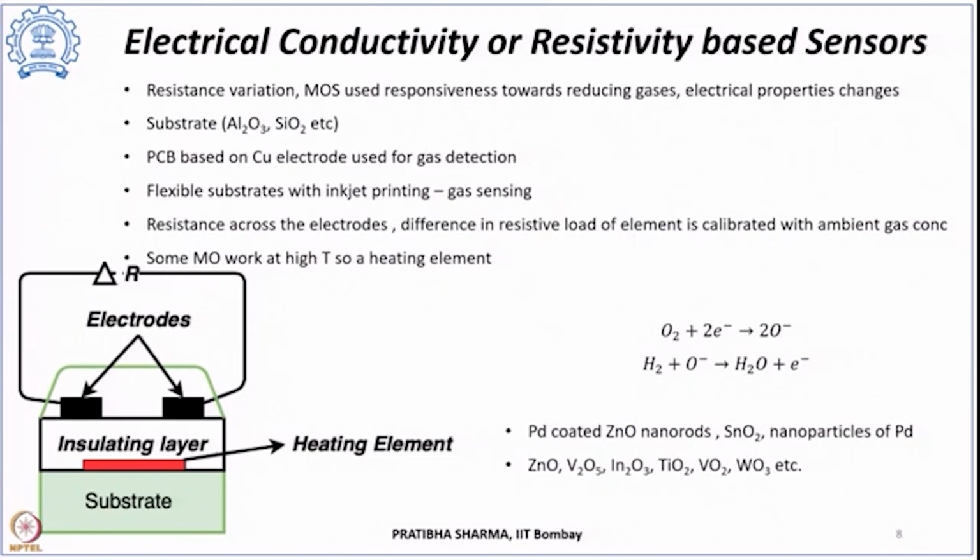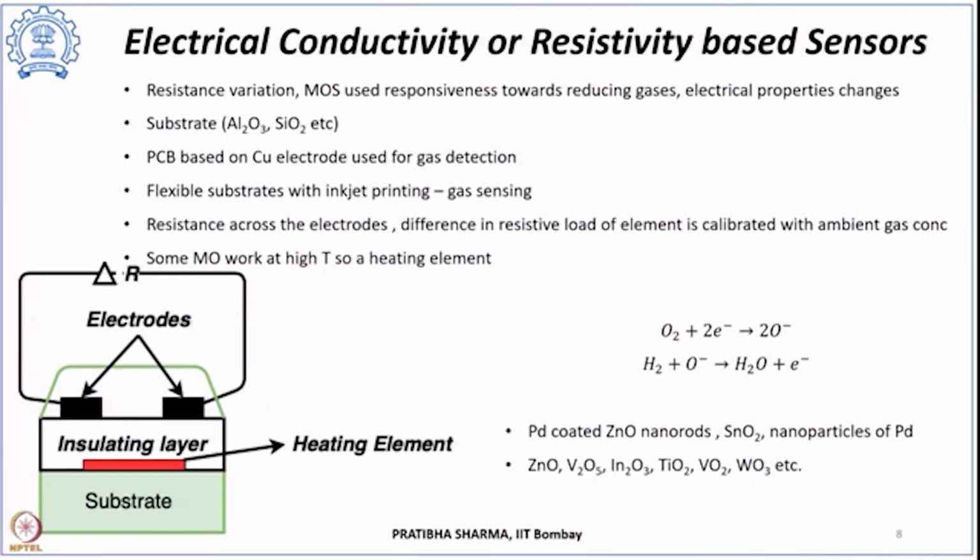Now there are different variations to these resistivity based sensors, like the printed circuit board based on copper electrodes, which can be used for gas detection, or the future gas sensing electrodes could be on a flexible substrate, which could be inkjet printed to detect the hydrogen gas. The principle of operation remains that the resistance across these electrodes is measured, and the difference in the resistive load of the element is calibrated with the ambient gas concentration.